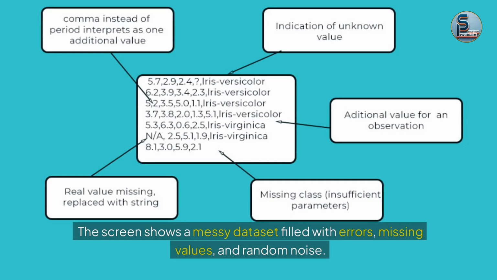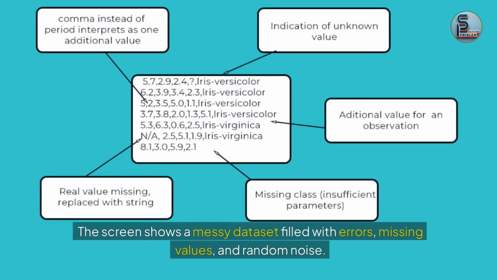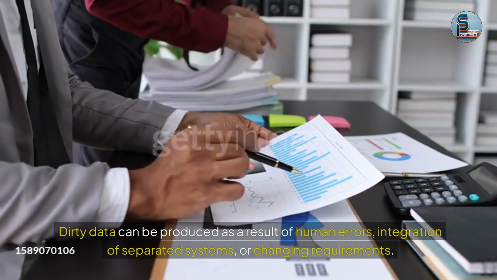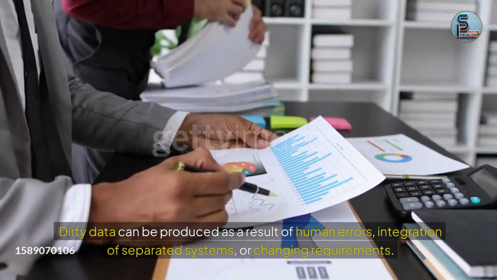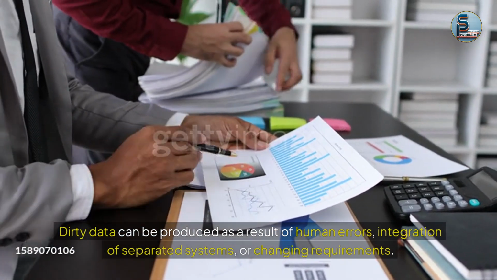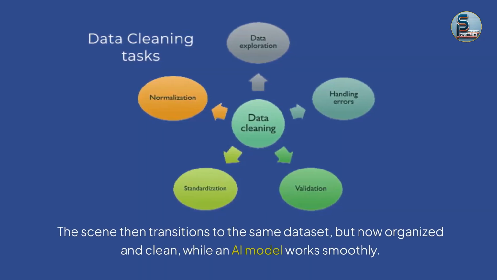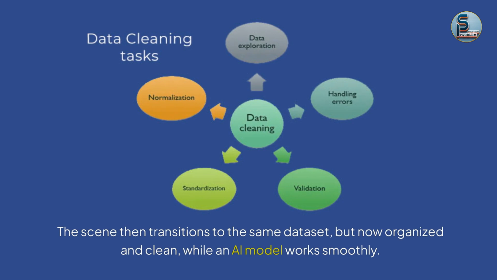The screen shows a messy dataset filled with errors, missing values, and random noise. Dirty data can be produced as a result of human errors, integration of separated systems, or changing requirements. The scene then transitions to the same dataset, but now organized and clean, while an AI model works smoothly.